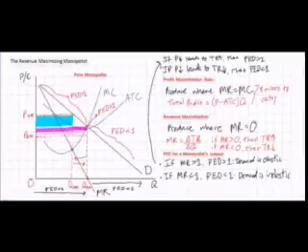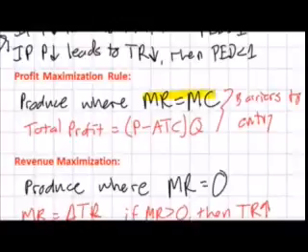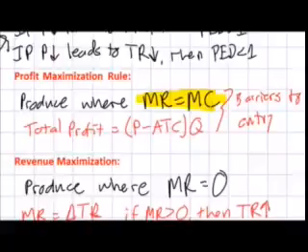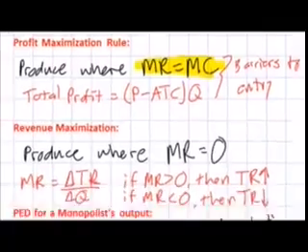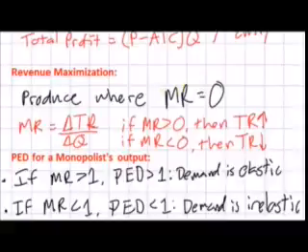So this lesson went through 3 different characteristics of a purely monopolistic market. We looked at the profit maximization rule, which says that a firm should produce where marginal revenue equals marginal cost in order to maximize its total profits. This rule is true for any market structure, whether it's perfect competition or pure monopoly or something in between. We then talked about the revenue maximization rule. If a firm wishes to maximize its total revenues, it should produce where marginal revenue equals 0.